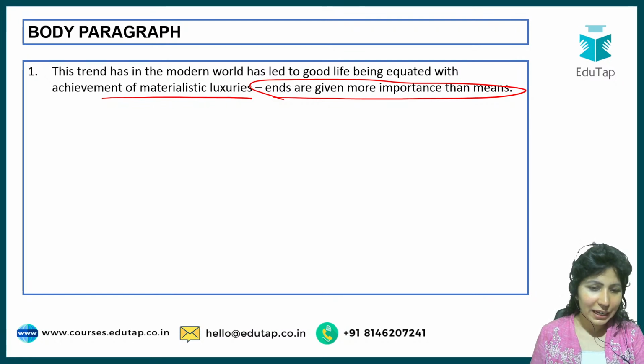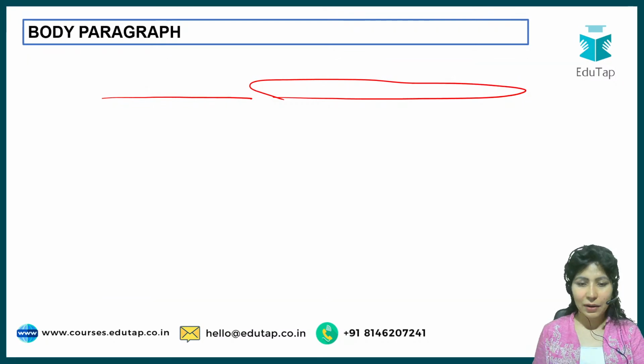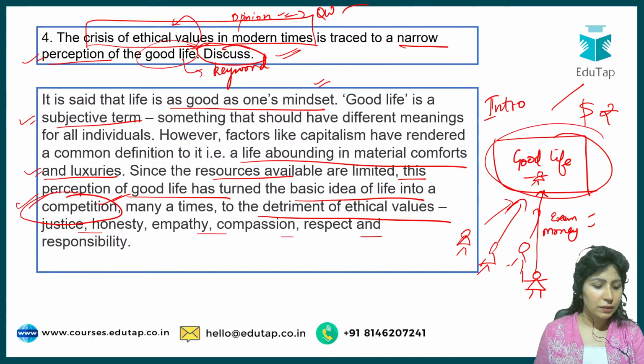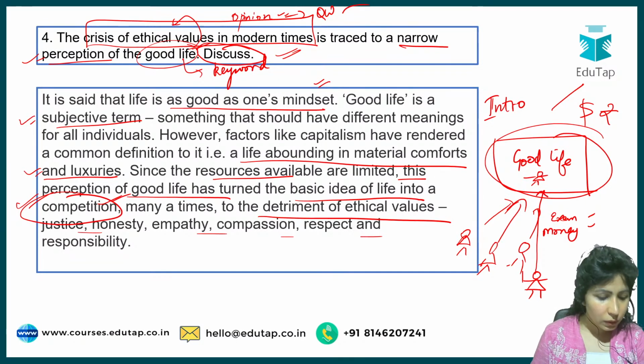All right. So any inputs coming in for this: crisis of ethical values in modern times is traced to a narrow perception of the good life. Any inputs that you want to give from your side?